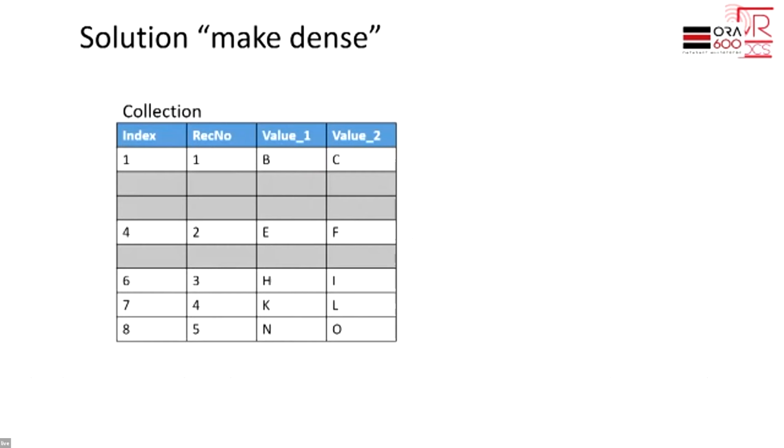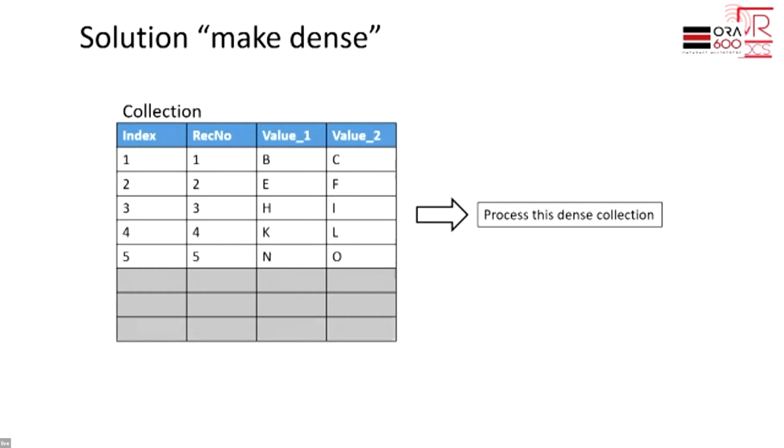There's a solution to make the sparse collection dense. You could get into the collection, first record, see if there is a record on index +1. There isn't, so we go to the next record. We take the data in here, copy it to that empty record, delete the original record, rinse and repeat. And now we have a dense collection and we can process this and we don't have the problem with the sparse collection.